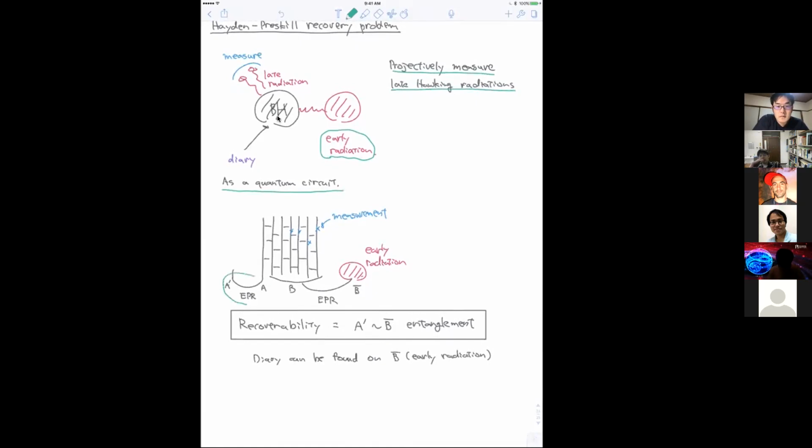So here, this A is a diary, right? You prepare an EPR pair with a reference and then send one of them into the black hole. B is the black hole, which is maximally entangled with early radiation. Then along the way, we perform measurements, and these are viewed as, for instance, the late Hawking radiation you measure. Then recoverability in Hayden-Preskill is just the entanglement between A prime and B bar. If they are entangled with each other, then Alice's secret diary can actually be found somewhere in the early radiation.